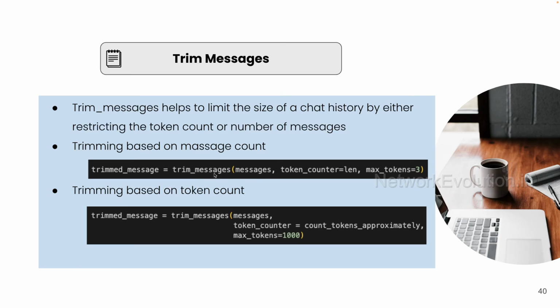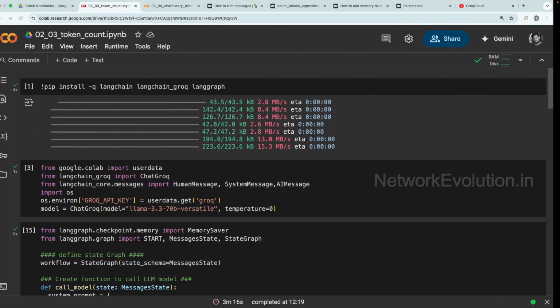Here we just need to pass the messages, then the token counter. If you want to trim based on the message count, we can give the token counter as length. And here max tokens means the total number of messages. That again depends on the token limit of the model you're using. Then we have an option to trim based on the token count, using count tokens approximately. This is a LangChain implementation, and we'll take a look into the documentation of that.